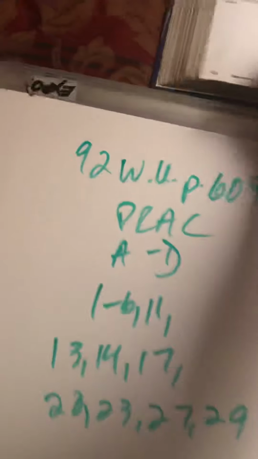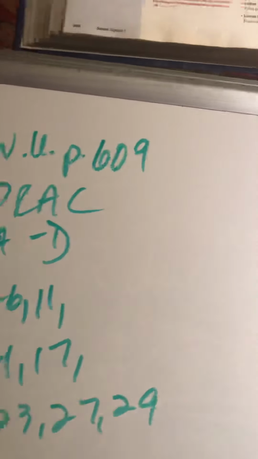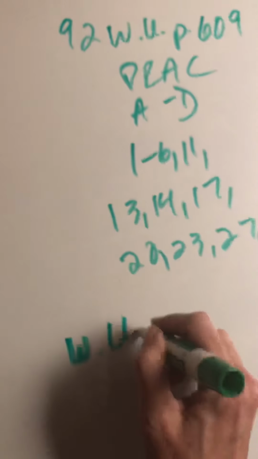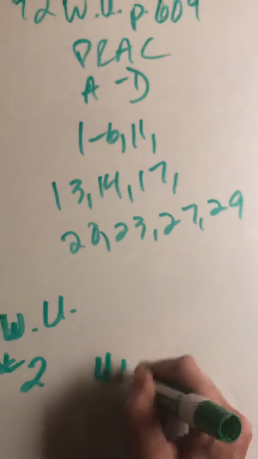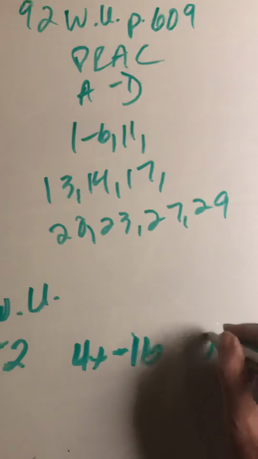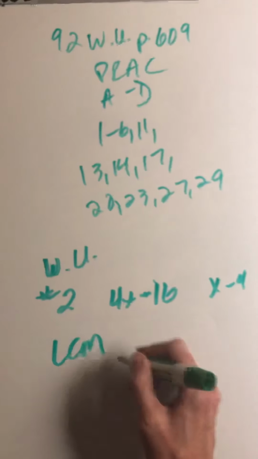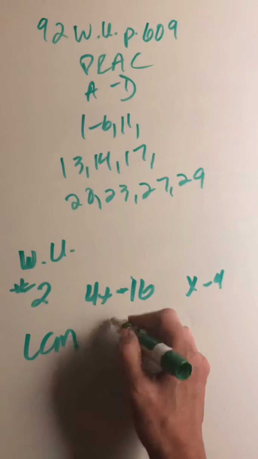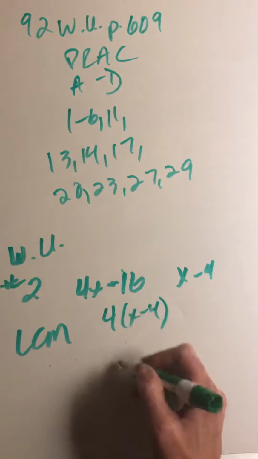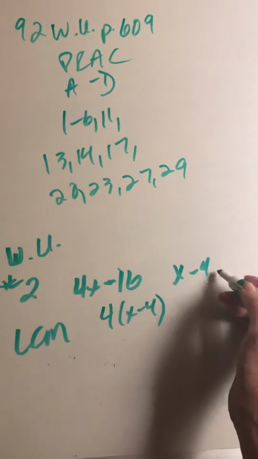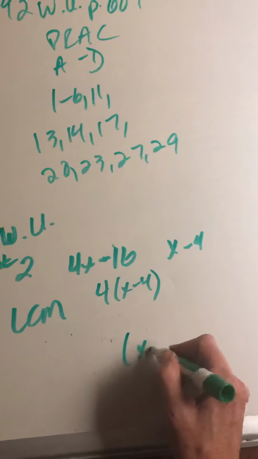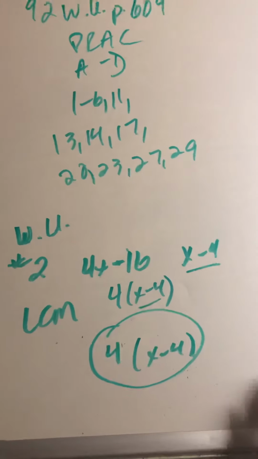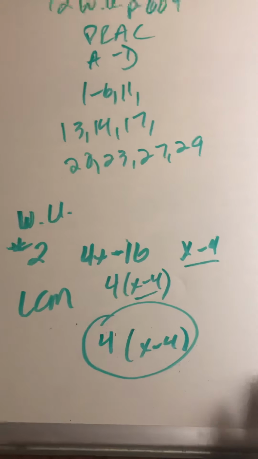Okay, now there's some I want to talk about before I let you go on this. For example, number 2 and 3 on the warm-up. Warm-up number 2 has 4x minus 16 and then x minus 4. And you're asked for your least common multiple. Because a least common multiple is a common denominator, you want to factor this 4x minus 16. That would leave 4 and an x minus 4. This one doesn't factor. So your least common multiple has to have the x minus 4 because they both have it. And then you also have to have the 4. So that would be your least common multiple for number 2 on the warm-up.